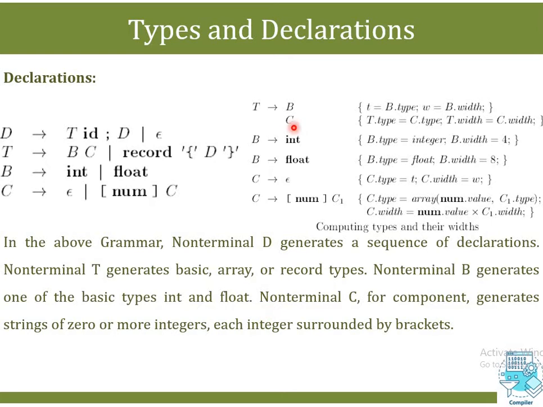Okay, now you can just see here for the grammar B tends to int, for the production B tends to int, we have the width, B dot width equal to 4. In Java, integer takes 4 bytes, that's why B dot width is 4. And similarly here B tends to float, for the production B tends to float, we have the attribute value B dot width equal to 8. In Java, float takes 8 bytes, that's why. So by using this semantic rule, we can compute the type and also their widths.